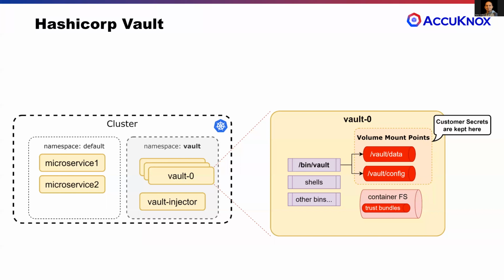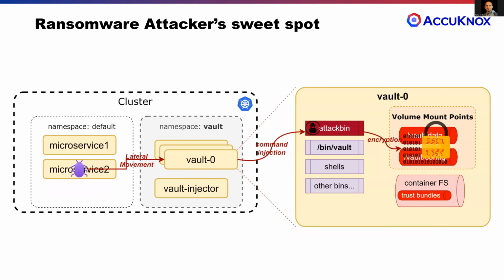Hashicorp Vault secures, stores, and tightly controls access to tokens, passwords, certificates, API keys, and other secrets in modern deployments. In this example, Vault is deployed in Kubernetes environment as a stateful set, and it uses two volume mounts, /vault/data and /vault/config to keep all the sensitive data. The data is encrypted at rest. Note that only the /bin/vault process is the one accessing the sensitive volume mount points and no other binary.